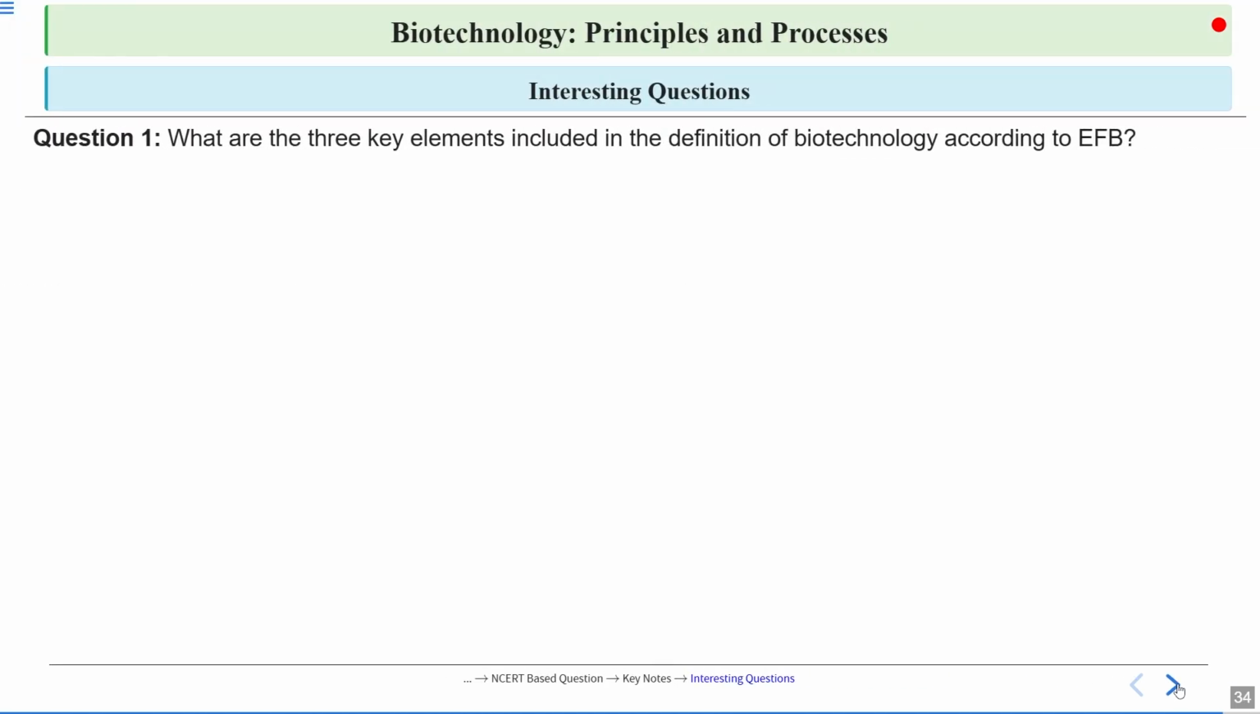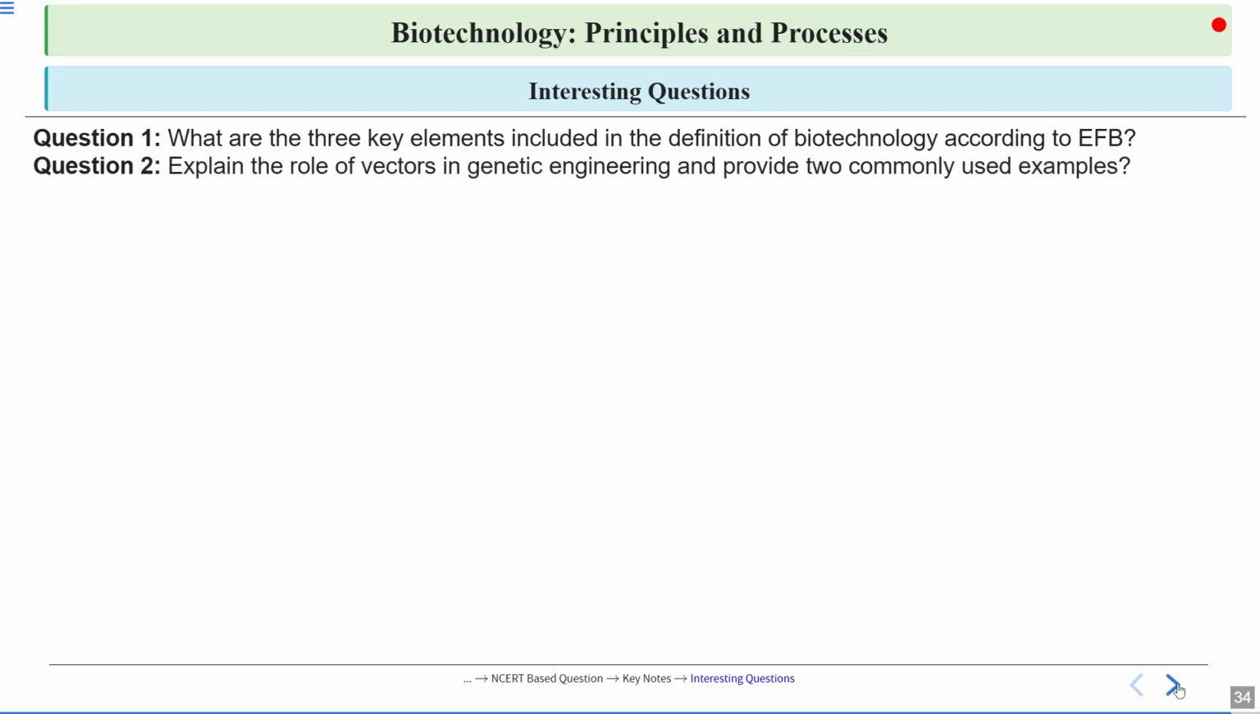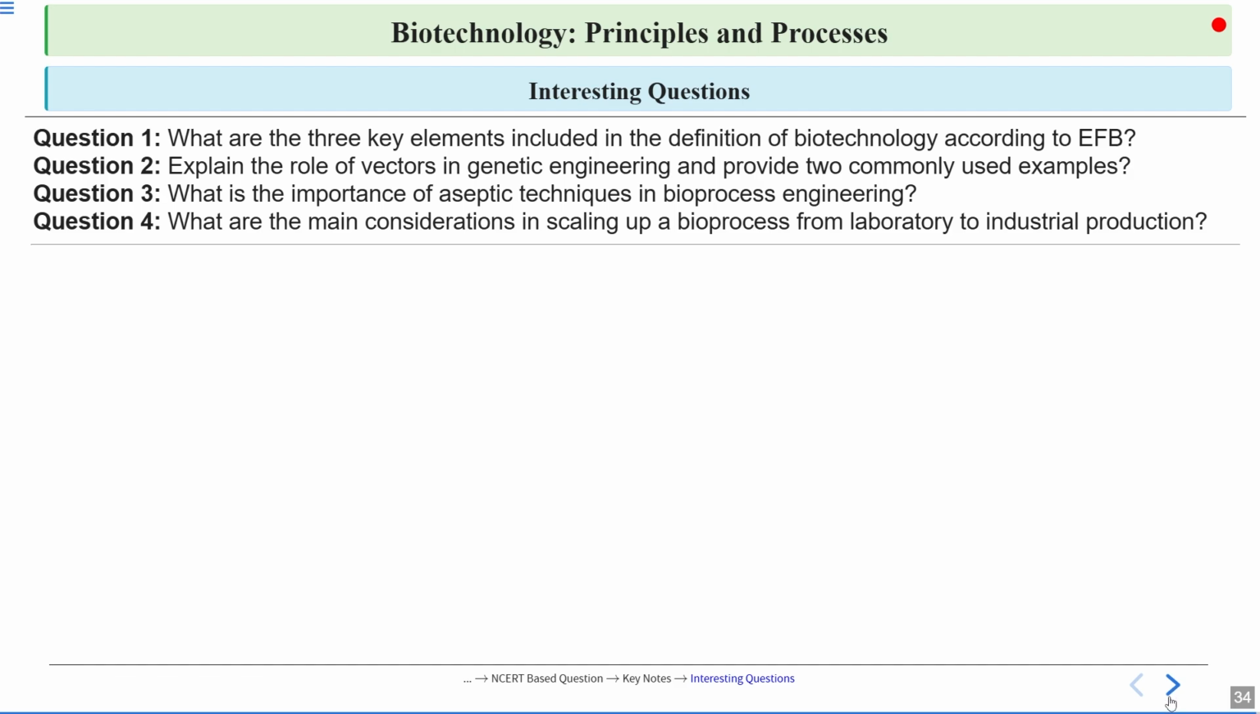Here are some interesting questions that you guys are going to answer yourself. The first question is, what are the three key elements included in the definition of biotechnology according to EFP? Then you have to explain the roles of vectors in genetic engineering and provide two commonly used vectors. Then, what is the importance of aseptic techniques in bioprocess engineering? And the last question is, what are the main considerations in scaling up a bioprocess from laboratory to industrial production? You need to go and find it yourself.